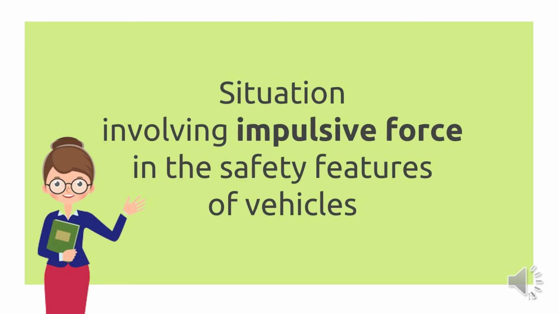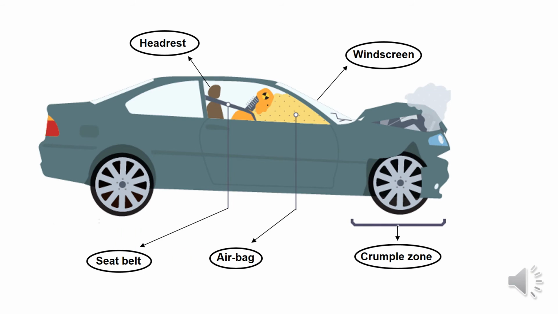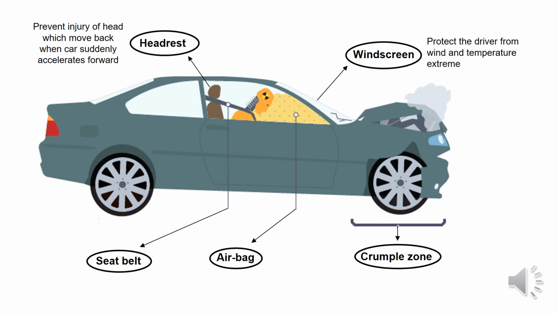Next, let's move to situations involving impulsive force in the safety features of vehicles. Look at this vehicle. There are 5 safety features designed. First, headrest. It was designed to prevent injury of the head which moves back when the car suddenly accelerates forward. Second, windscreen. It was designed to protect the driver from wind and temperature extremes. Third, crumple zone. It was designed to compress during an accident. It also lengthens the time of impact and reduces impulsive force.